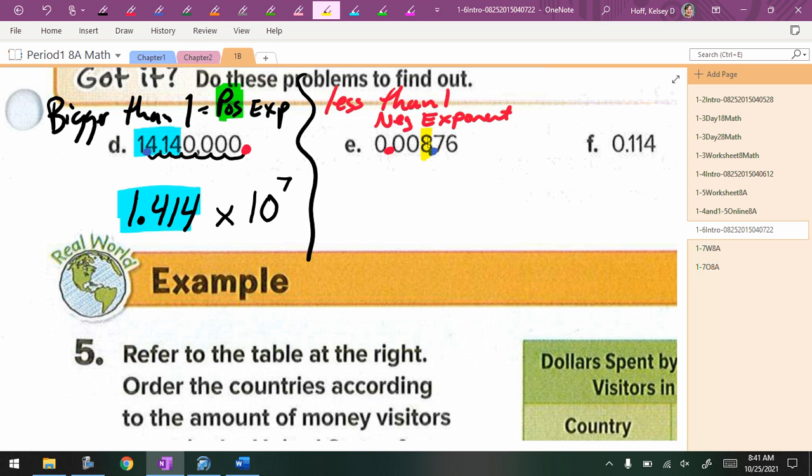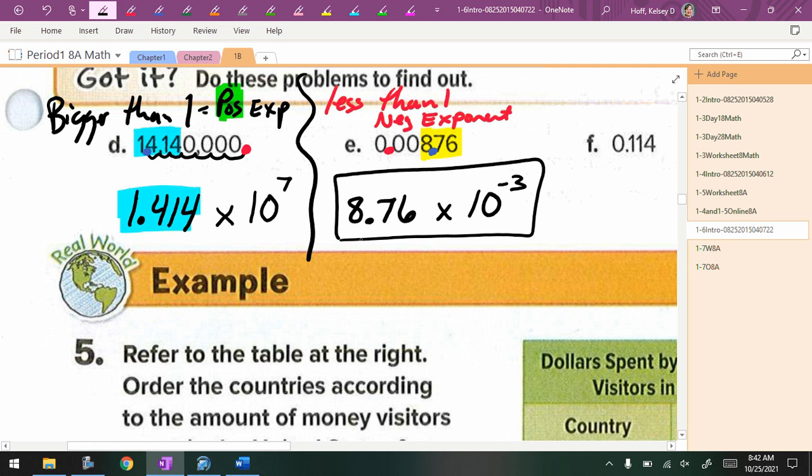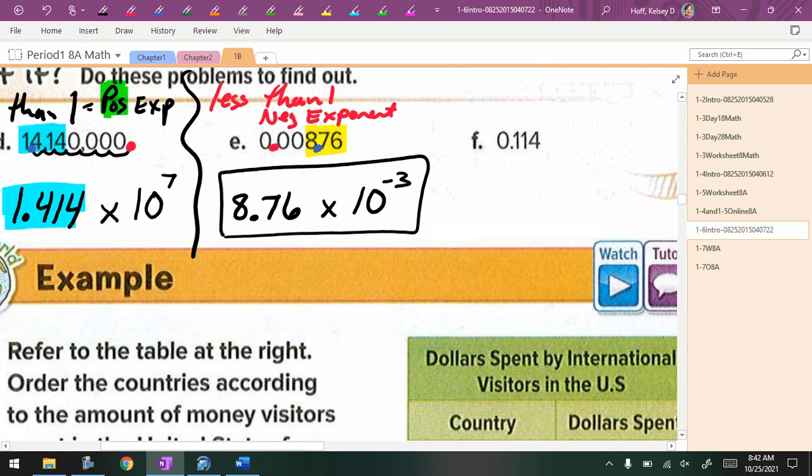Okay, so the number that we're going to have is 8.76 times 10 to the, how many swoops are between there? 3. But Zayden told us it has to be negative, so negative 3. All right. F.